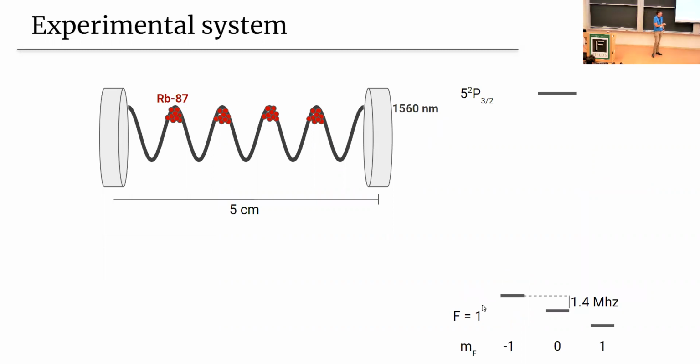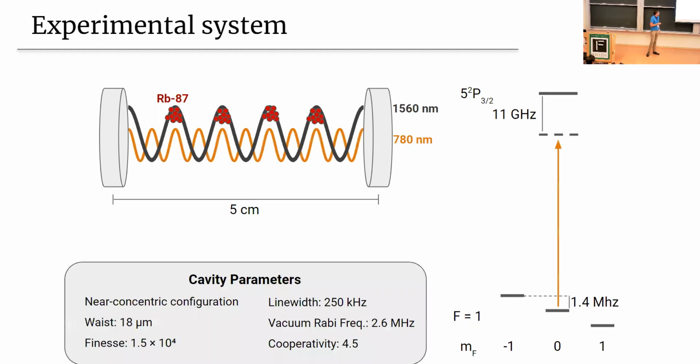in the ground state, rubidium also has 2 hyperfine manifolds, and we concentrate on the F equals 1 hyperfine manifold, which has 3 magnetic substates, +1, 0, and -1. And these magnetic substates are split by a magnetic field, which in our case gives an energy scale of 1.4 megahertz. And so for the interaction, the cavity supports a second wavelength, 780 nanometers, which is very close to the transition frequency of rubidium-87, but it's detuned by 11 gigahertz. And I will explain in a minute why and how this induces interaction.